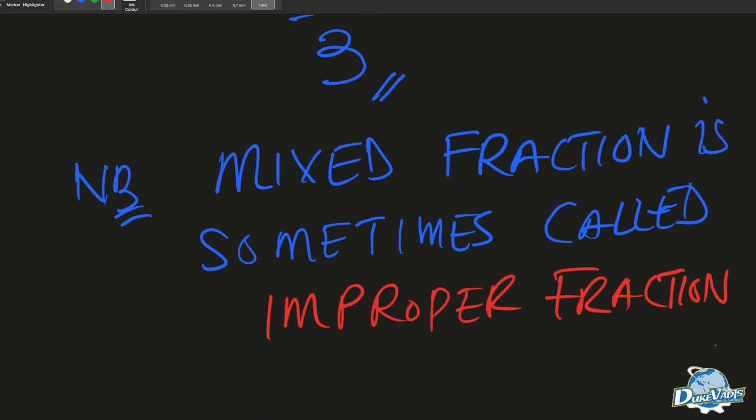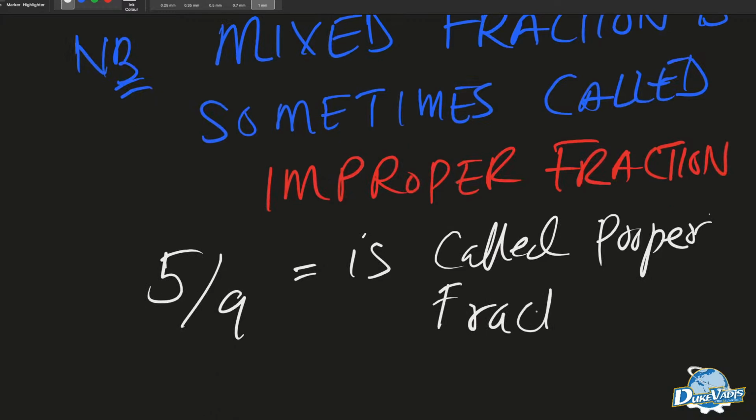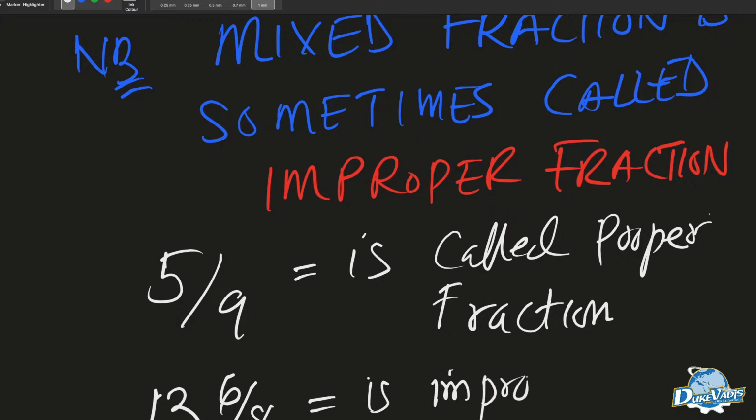Then also the one we saw earlier is called proper fraction. So for instance, if we have 5/9, it is called a proper fraction, and 1 3/8 is an improper fraction.